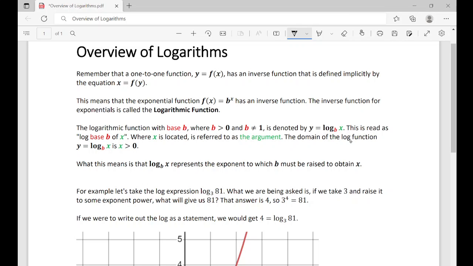So the domain of a log function, y equals log b of x, is x has to be strictly positive. It can never be 0. It can never be negative. The argument must always be a positive number.